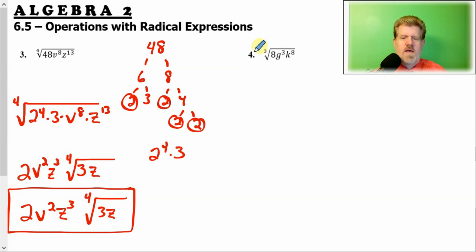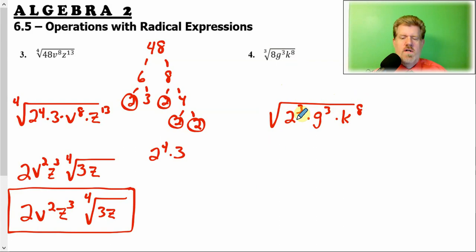All right. And this one. Now, if you recognize 8, this will be pretty simple. 8 is 2 times 2 times 2. So the cube root of 8, I know, we'll do it that way. So 8 is really 2 cubed. And then we have g cubed. And then we have k to the 8th.